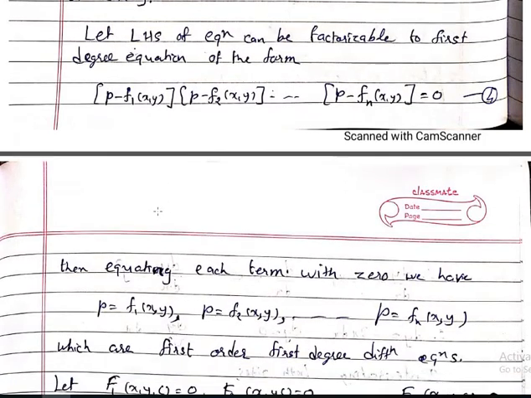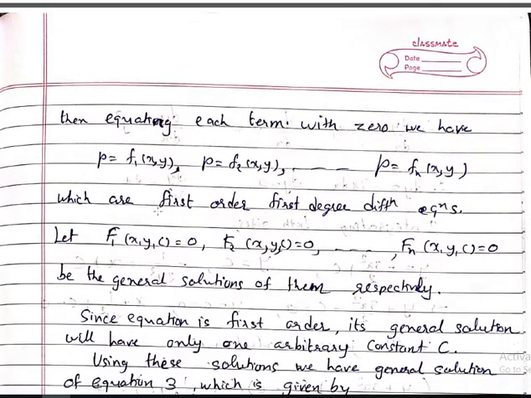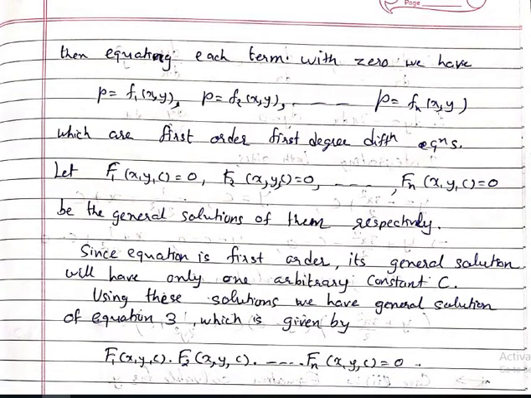That will give you p is equal to f1 x y, p is equal to f2 x y, up to p is equal to fn x y. And if you solve all of them, then you have the solutions capital F1 of x, y, c is equal to 0, capital F2 of x, y, c is equal to 0, and so on, capital Fn of x, y, c is equal to 0. See, here the arbitrary constant c is the same, as this is a first order differential equation, correct? So c will be common to all of them. There is no change in the arbitrary constant.